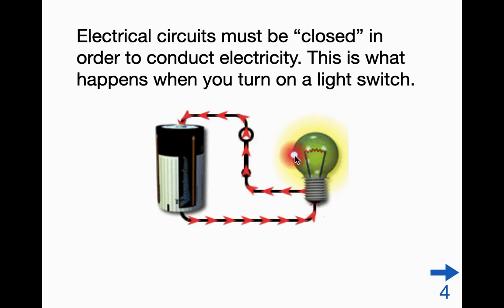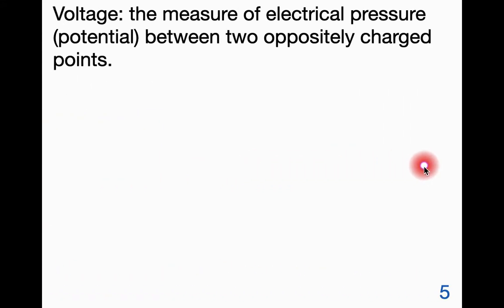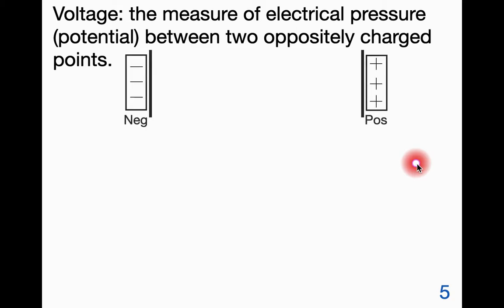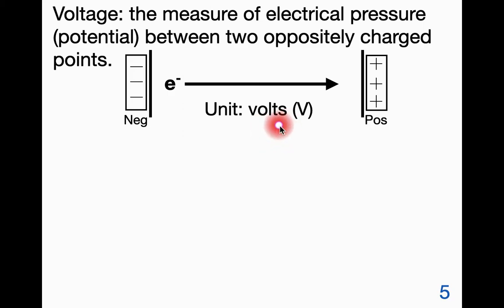I'll refer you back to this in a few minutes. A closed circuit. Voltage, the measurement of electrical pressure or potential between two oppositely charged points. So if you had a negative plate and a positive plate, and you put an electron between them, that electron is going to be attracted to the positive plate. The force of that attraction, or the pressure of that attraction, is measured in units called volts.